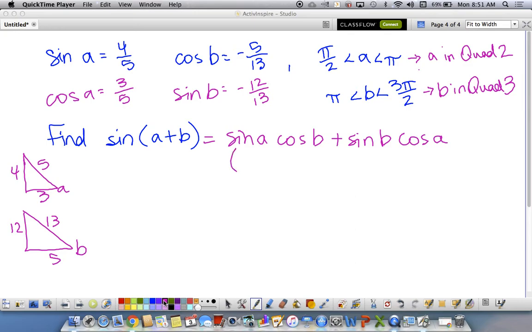What's sine A? 4 over 5. Cosine B? 5 over 13. And then what? Should cosine A also be negative? Because we're in quadrant 2. Good. When we did this, we didn't go back and put it in there. We just wrote it over there. You did it wrong. But then sine B, what is sine B?